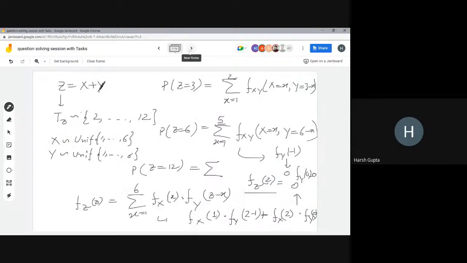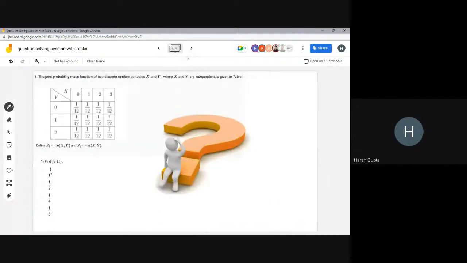Okay. Should we move to the next question? This is an important question. Yeah, this is minimum and maximum. Should we discuss this? Yes, sir. Okay, so minimum of x comma y. First, everyone is familiar with the function minimum of x comma y, right? Everyone is familiar, I think. Okay, so how do you find this?